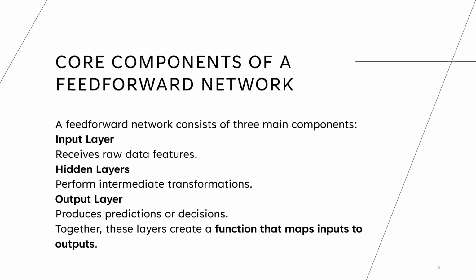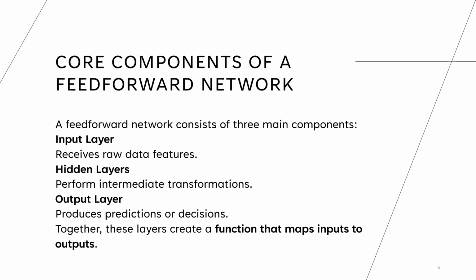A feed-forward neural network is built from three main components. The first component is the input layer. The input layer receives the raw data that we want the network to analyze. These inputs represent the features or variables that describe the problem. The second component consists of one or more hidden layers. Hidden layers perform intermediate transformations on the data. As information moves through these layers, the network begins to uncover patterns and relationships within the input. The final component is the output layer. The output layer produces the prediction or decision generated by the network.